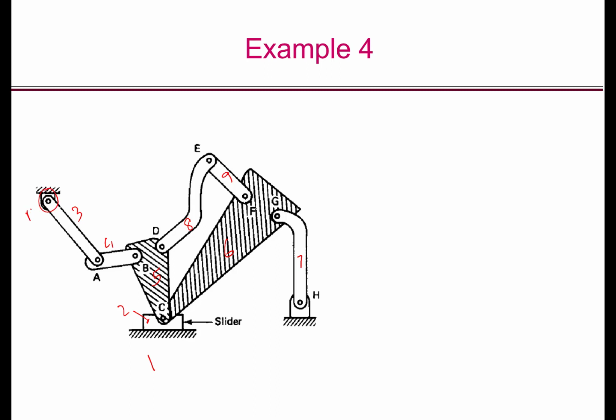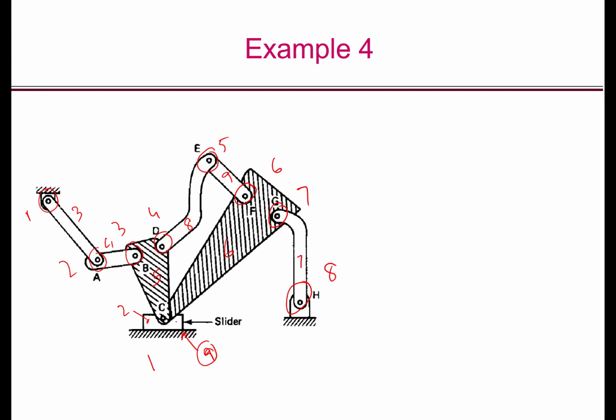1 revolute here, 2, 3, 4, 5, 6, 7, 8, a sliding joint here between the slider and the ground, that is 9, sliding or prismatic joint, that's 9.